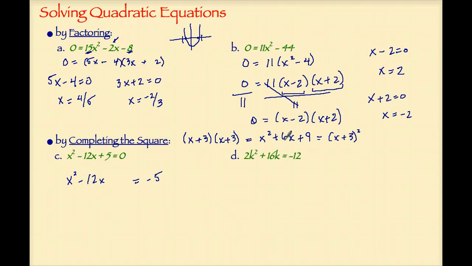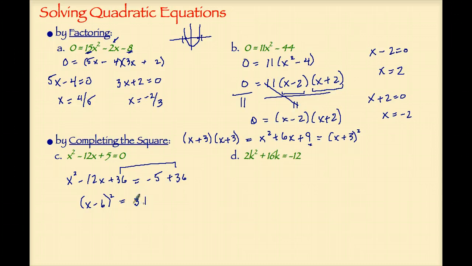Notice that half of the coefficient of the x term squared is the constant. So let's create that scenario here. Half of negative 12 is negative 6, squared is 36. So if I add 36 to those two terms, definitely make sure you do it on both sides of the equation. I have created a perfect square trinomial. I have completed the square. I know this now factors into x minus 6 quantity squared, which can be written this way.